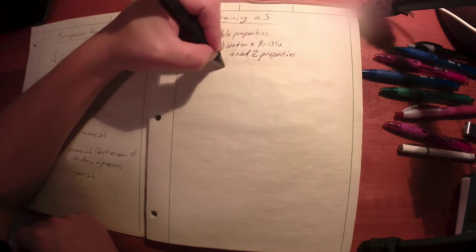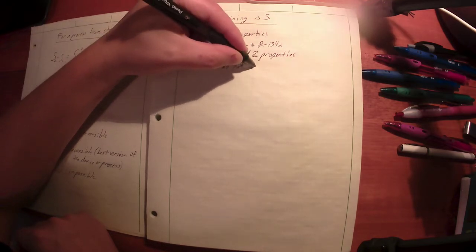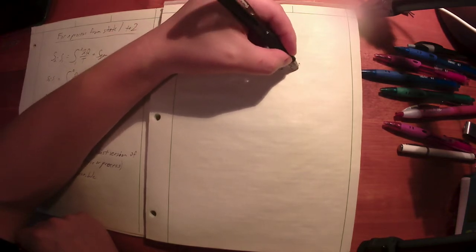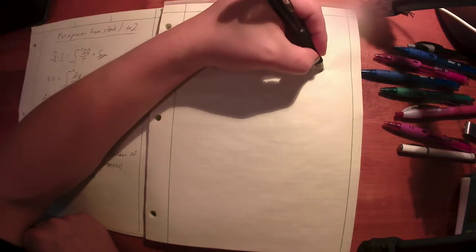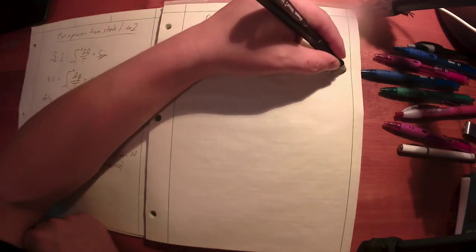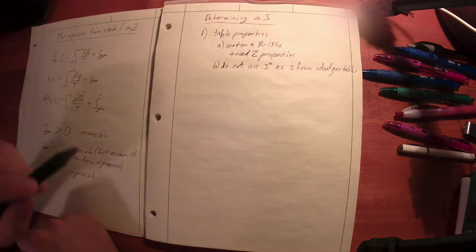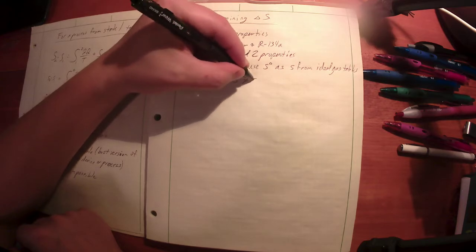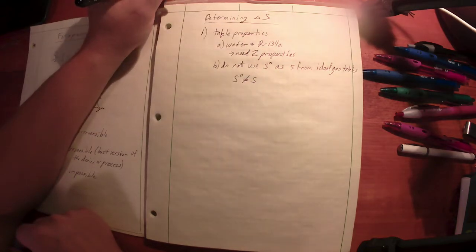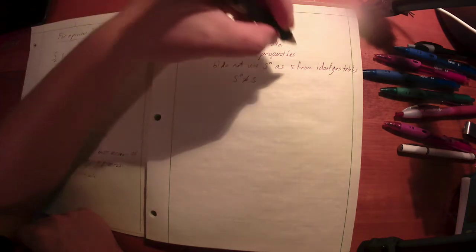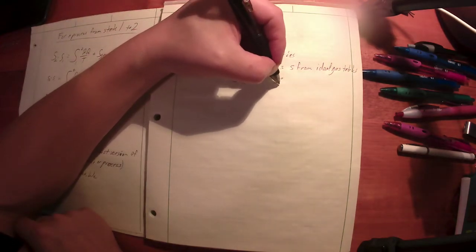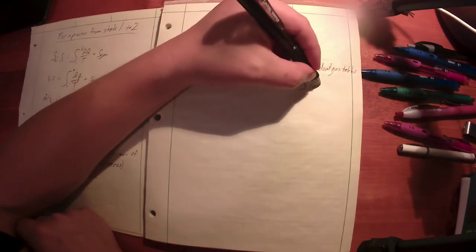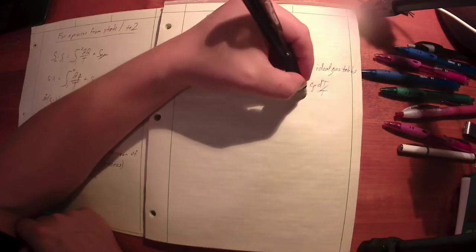Now, do not use S degree as S from the ideal gas tables. Now, the U and the H values in the ideal gas tables, you can use those. This, what I call S degree or S circle, is not the S value. These are not the same. In a later video, we talked about S degree 2 minus S degree 1 being equal to the integral of C sub P dT over T from T1 to T2.